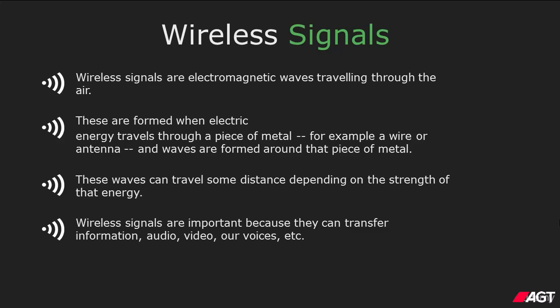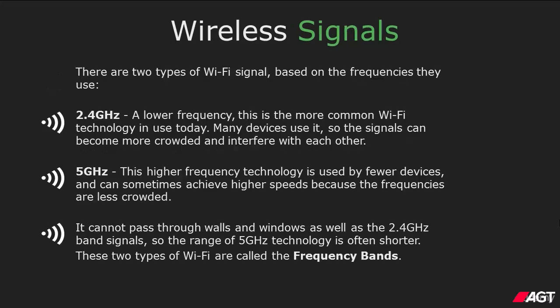Next is wireless signals. Wireless signals are electromagnetic waves traveling through the air. They are important because they can transfer information like audio, video, or voices, and so on. There are 2 types of Wi-Fi signal: 2.4 GHz, a lower frequency, which is the more common Wi-Fi technology in use today, and the 5 GHz, which is a higher frequency used by fewer devices and can achieve higher speeds. The range is also shorter.